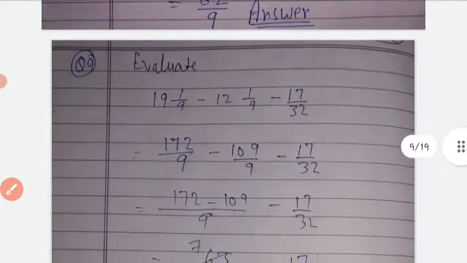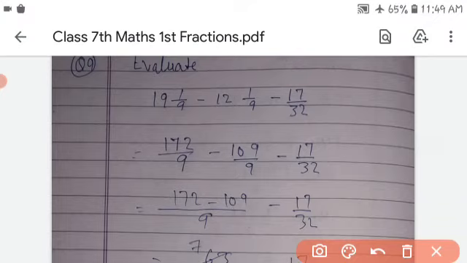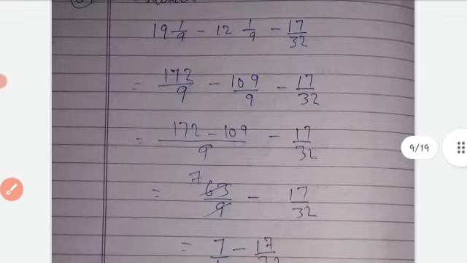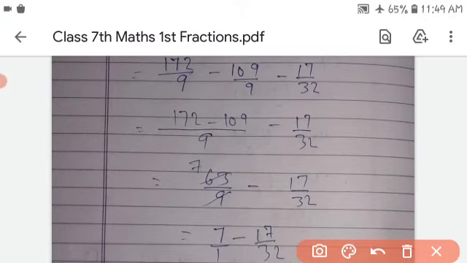Question number 9. 19 whole number 1 by 9 minus 12 whole number 1 by 9, minus 17 upon 32. 19 into 9 plus 1, 172 upon 9. 12 into 9 plus 1, 109. Now the LCM here is 9. 172 minus 109 is equal to 63 upon 9. 63 upon 9 minus 17 upon 32.